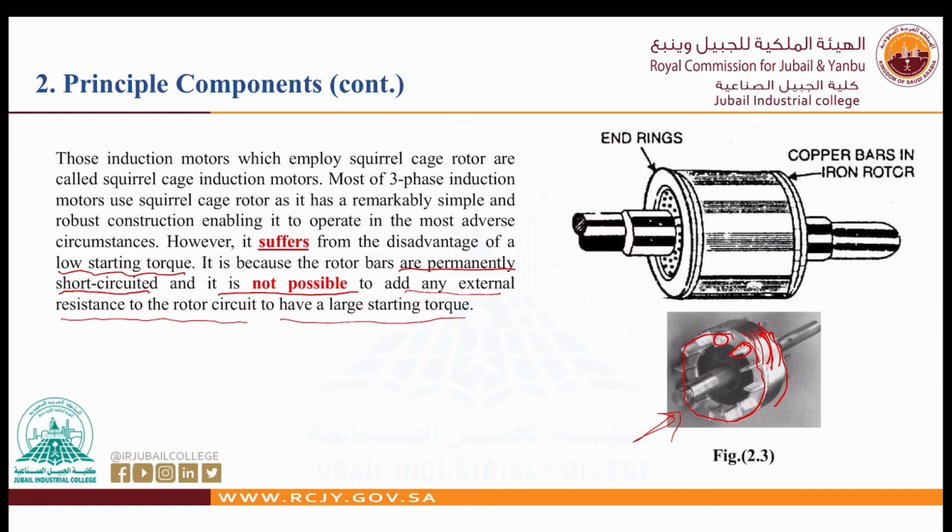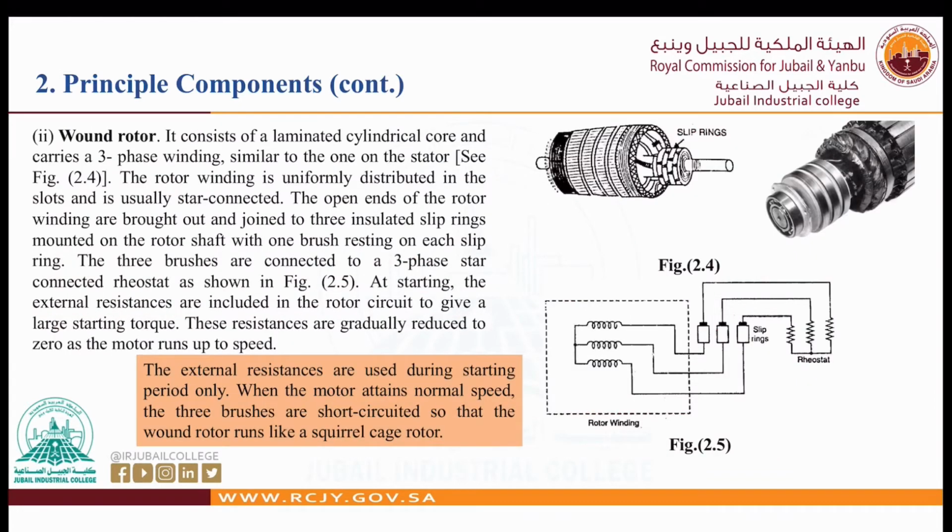We don't have a winding, and in case of huge loads, we need starting current and starting torque, right? Then this type of squirrel cage rotor is not helping me in this matter, so I will use the wound rotor. Now, the wound rotor is again the same as the squirrel cage, but we have a winding.